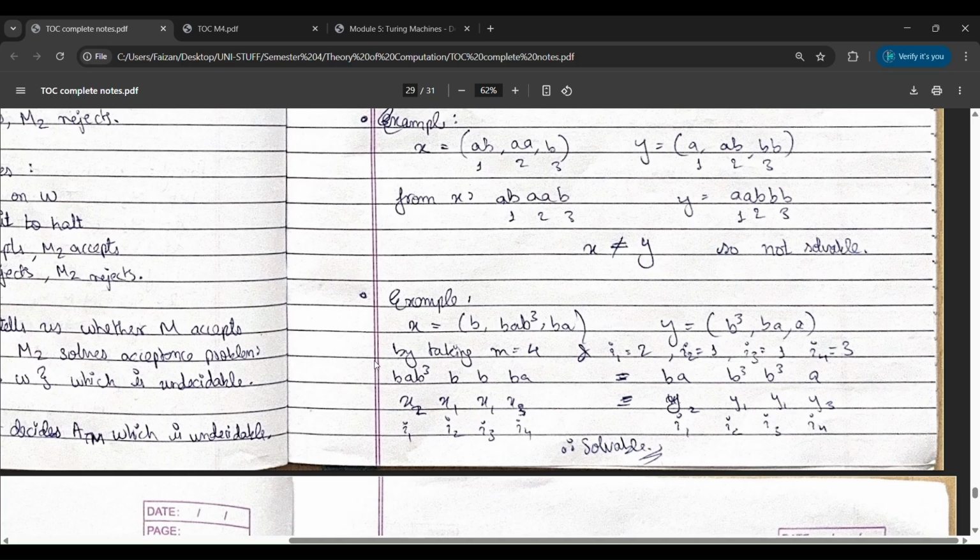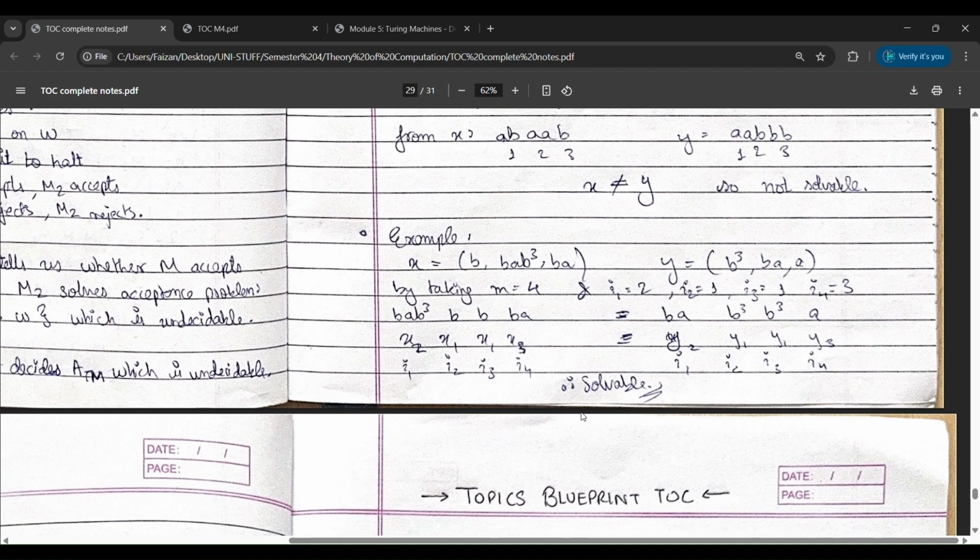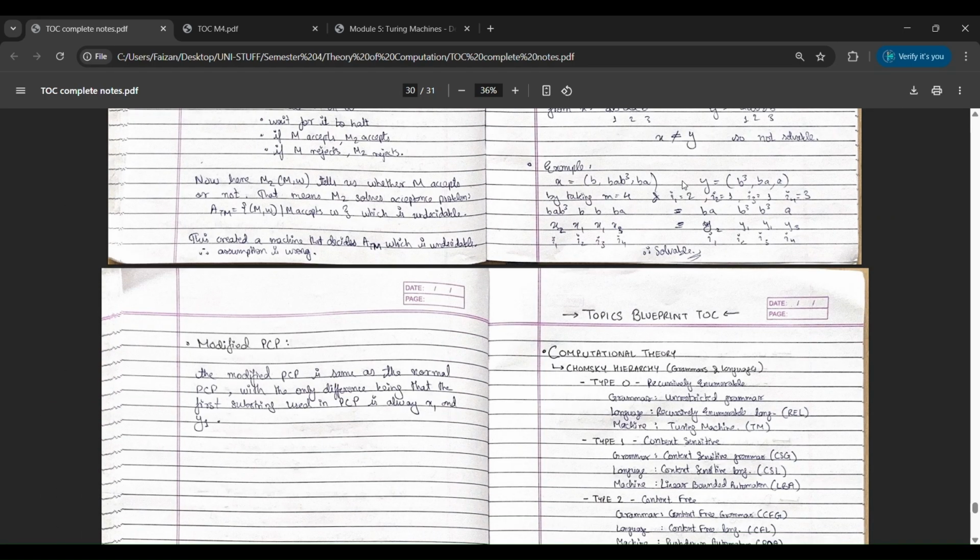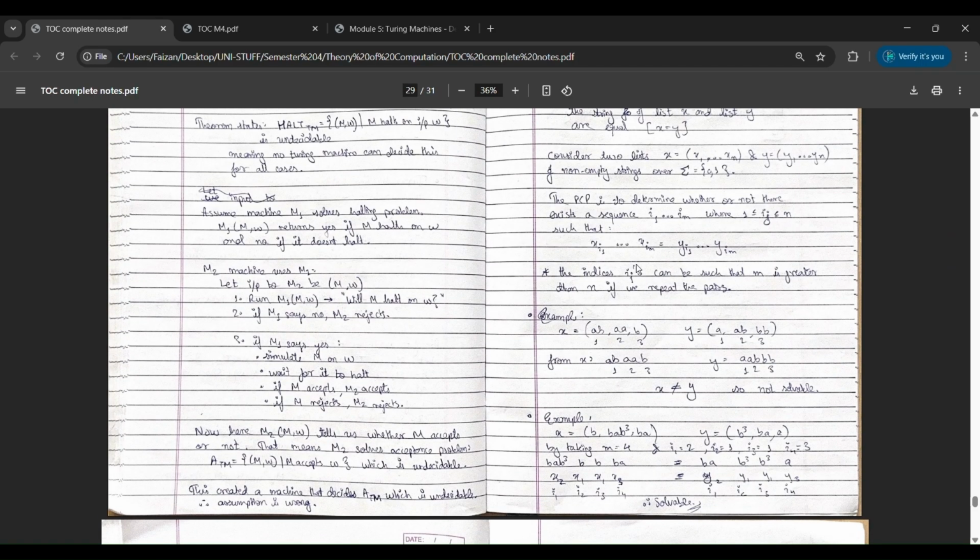X2, X1, X1, X3, and Y2, Y1, Y1, Y3. When you arrange them, you will see BA, 3 B's, BB, BA. Similarly, for Y: BB, BA, BA, B cubed, BB, BA. So you see they're equal. That means this is solvable.